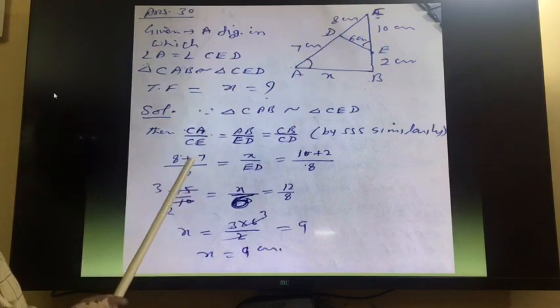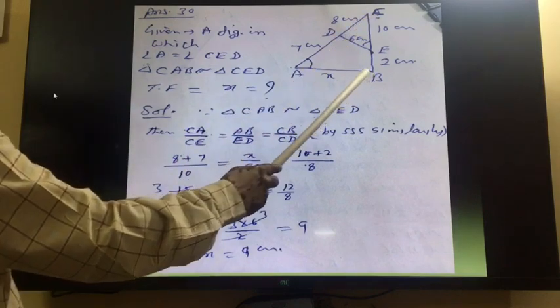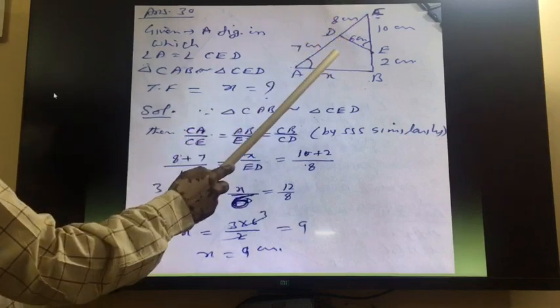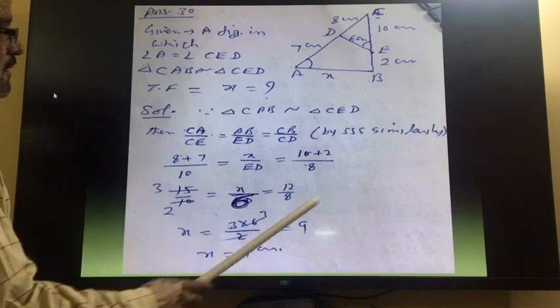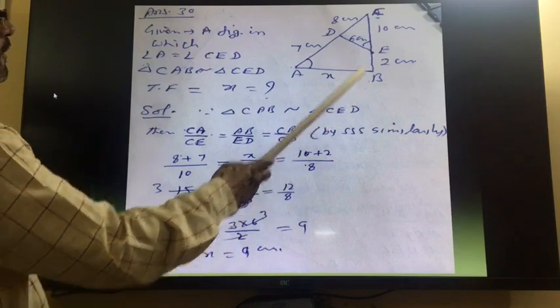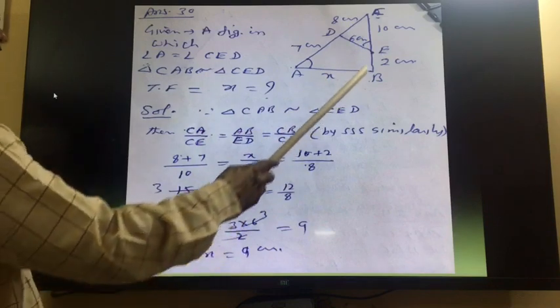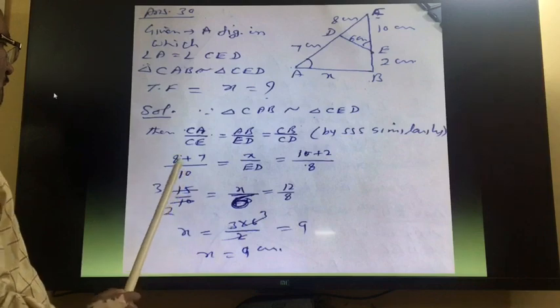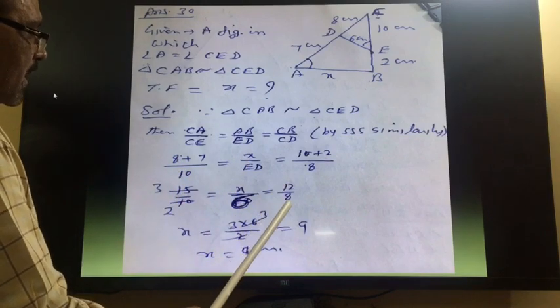So 8 plus 7 upon 10 is equal to AB upon... here AB is equal to x given, and upon ED. So E and D, ED is equal to 6 given, so that we will write 6. And CB is equal to total length, so 10 plus 2 upon CD. CD is equal to 8, it is given. So we will get 15 upon 10 is equal to x upon 6 is equal to 12 upon 8.